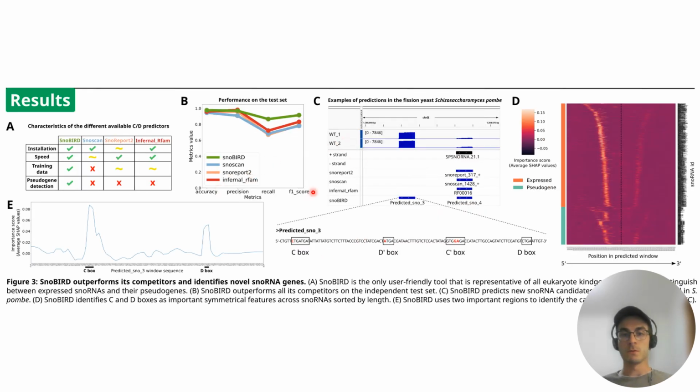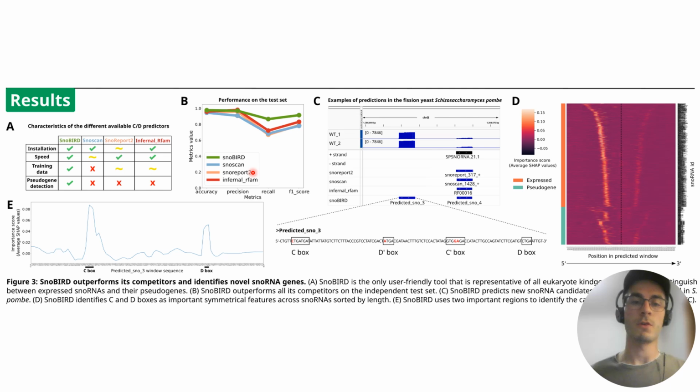So I'm presenting here different results. I won't go into big details of all, just here on top you have the performance of SnoBIRD compared to its competitors in predicting CD snoRNA genes in a general sense on the test set. So you can see that it's the best or even second best on all of the metrics that are represented here on the x-axis compared to the other tools.